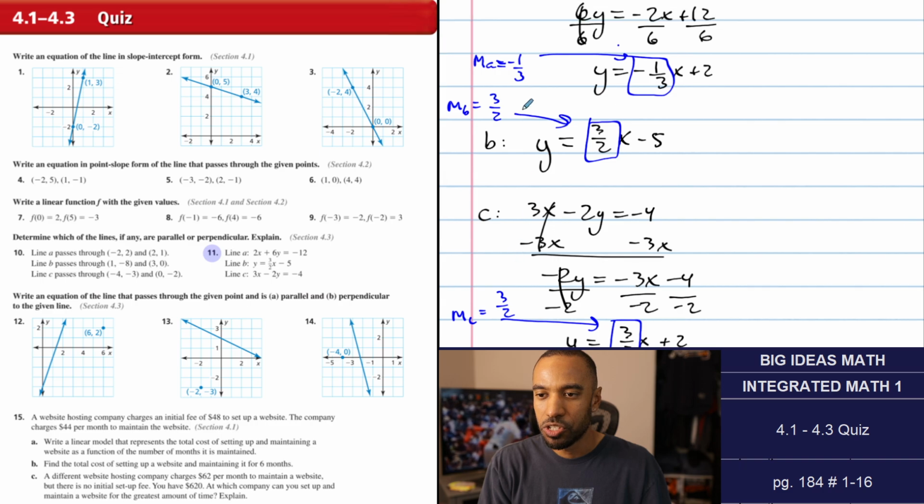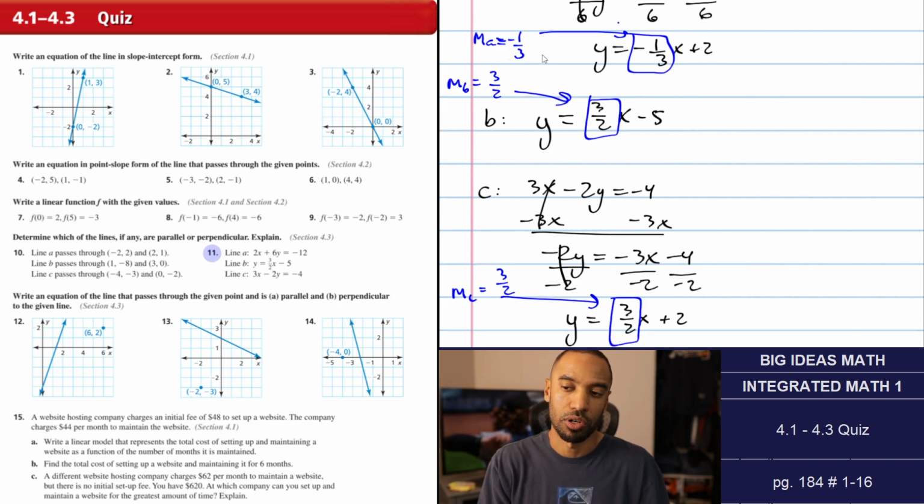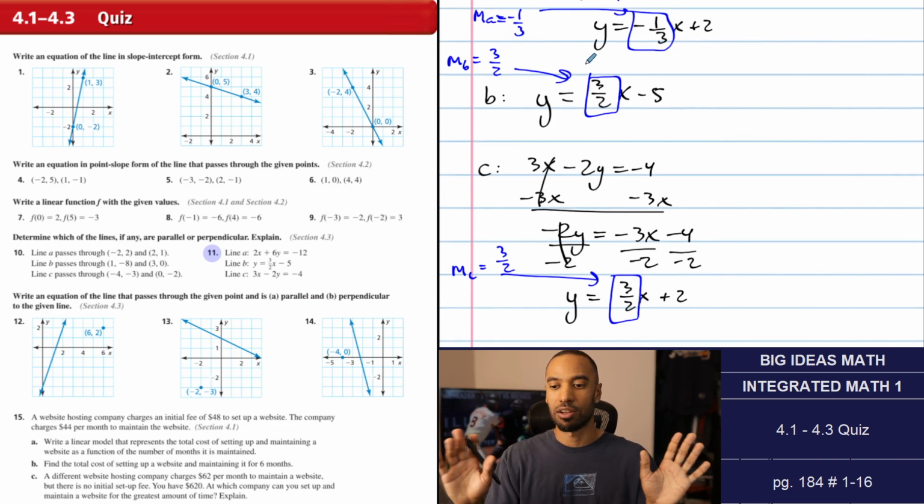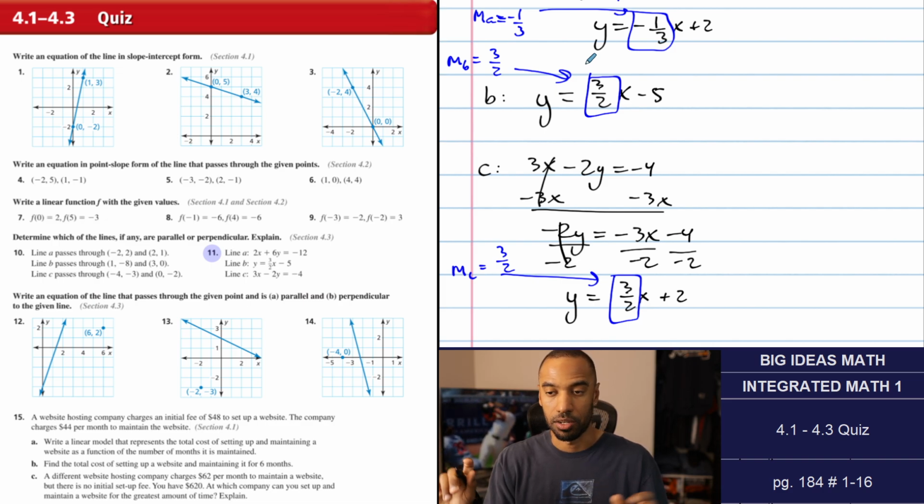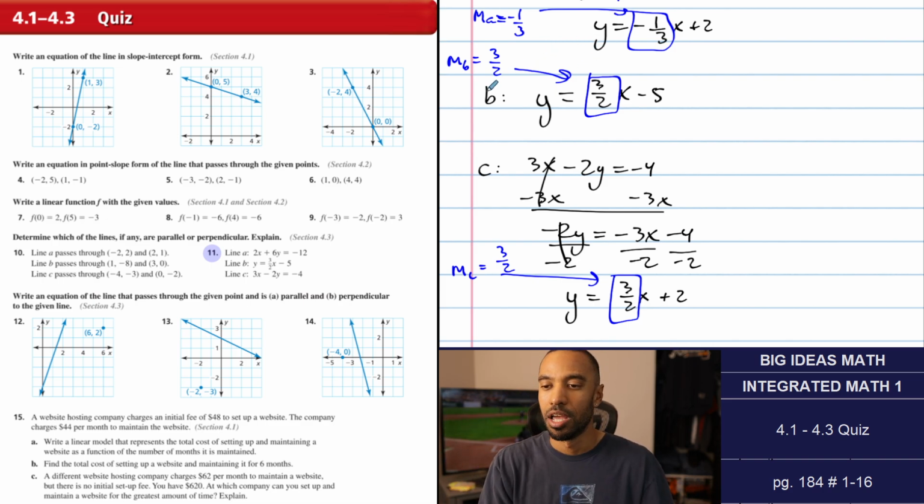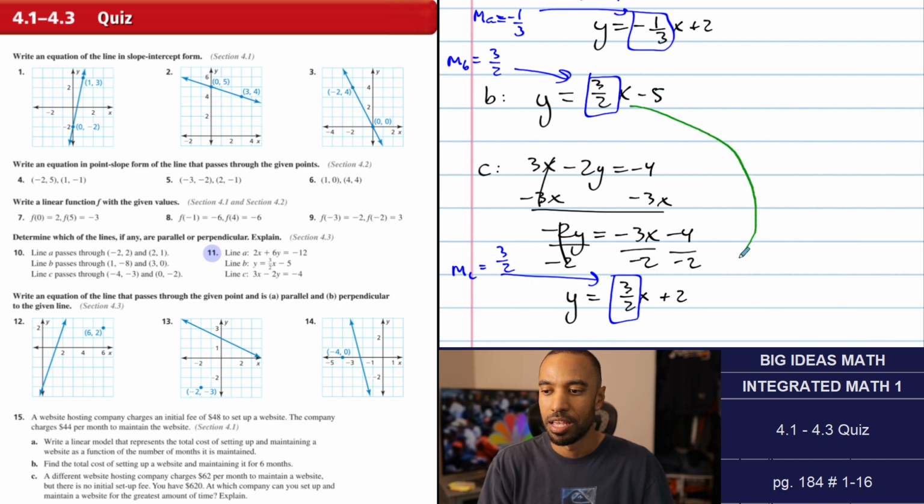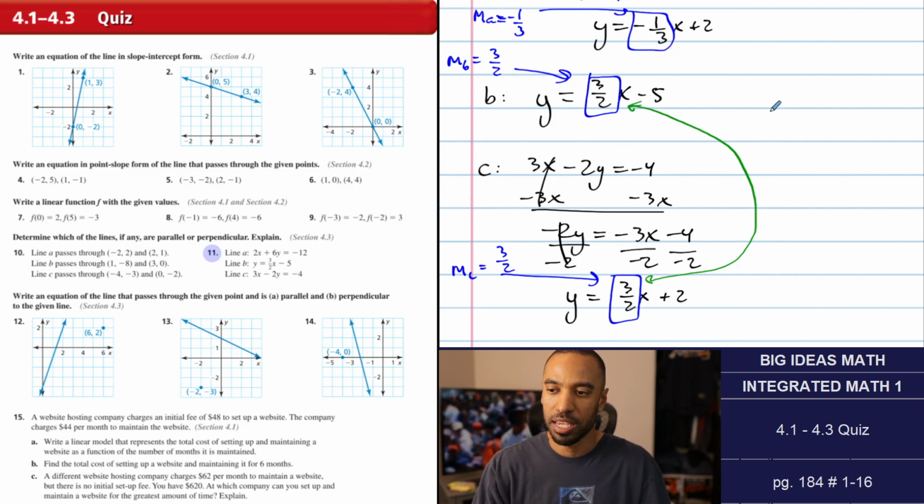But we have that. Okay, 3/2 here, 3/2 for B, and -1/3 for A. So A is the one that stands out as different. Not in a good way. It's not perpendicular. But B and C appear to be parallel to each other because of their same slopes. So lines B and C, not perpendicular, but are parallel. And that's some of what section 4.3 has to offer.